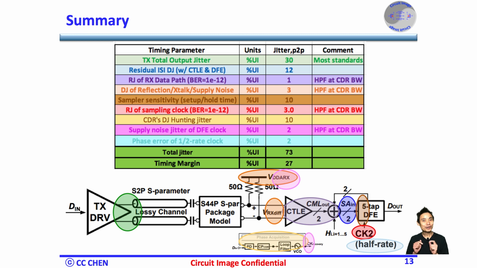Finally, the total eye closure in eye width is 73% UI, and the link budget of the eye width is 27% UI to make the link meet BER equals 1E-12 with margin. If we can evaluate the link budget further, you will realize the link can even meet BER equals 1E-15.